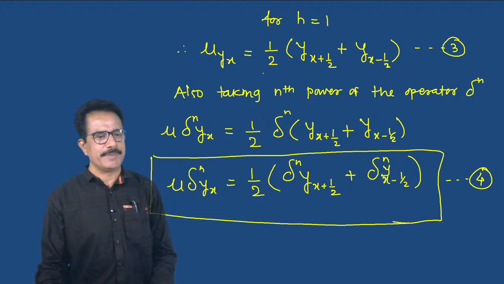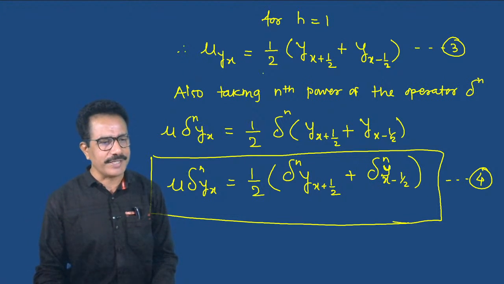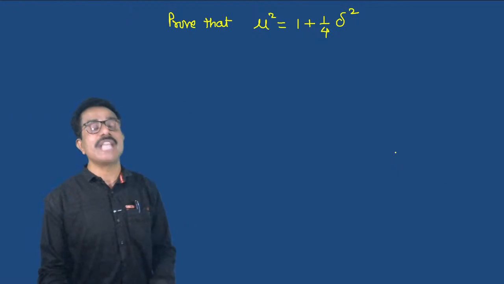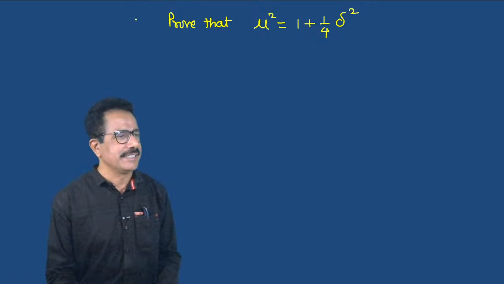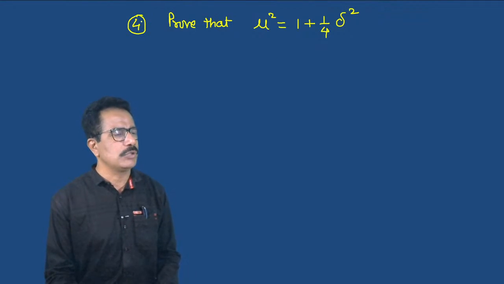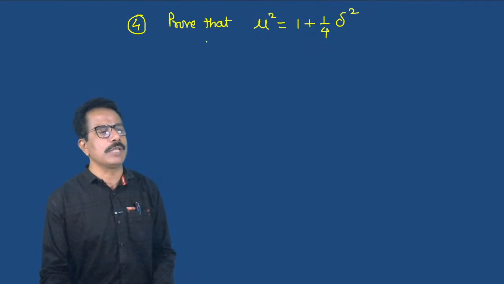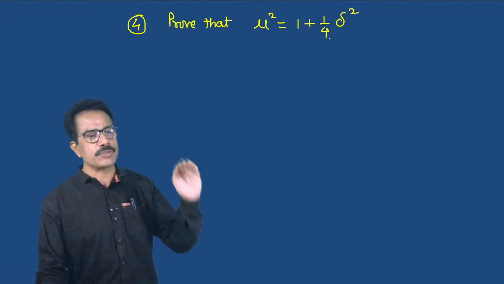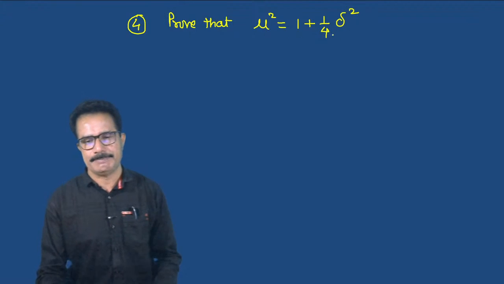Yes, okay, y suffix. Yes, okay, no problem. Now prove that... which proof is it? Okay, the fourth. Prove that mu square is equal to 1 plus 1 by 4 delta square.